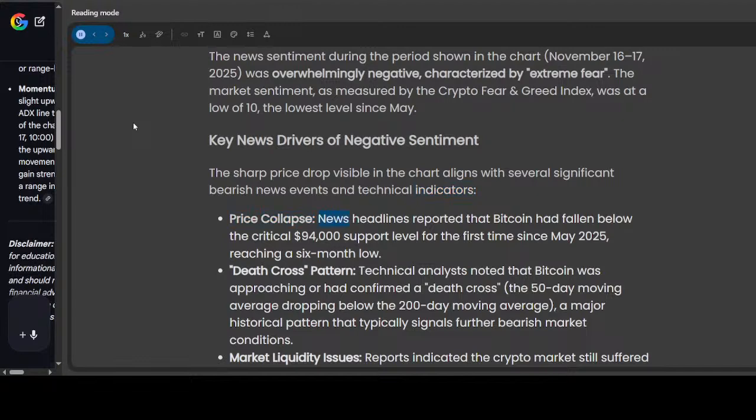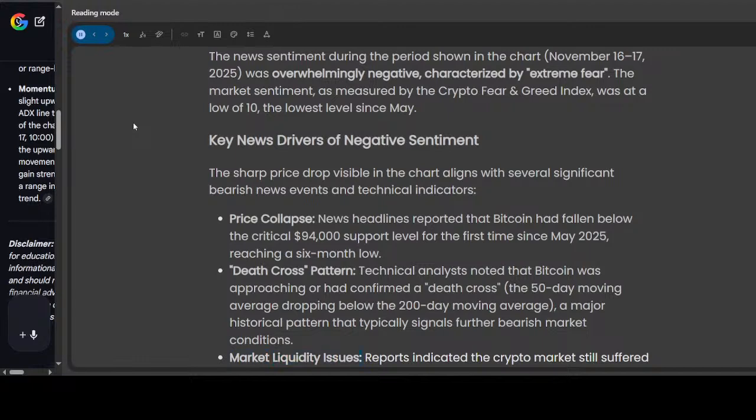Price collapse. News headlines reported that Bitcoin had fallen below the critical $94,000 support level for the first time since May 2025, reaching a 6-month low. Death cross pattern. Technical analysts noted that Bitcoin was approaching or had confirmed a death cross, the 50-day moving average dropping below the 200-day moving average, a major historical pattern that typically signals further bearish market conditions.